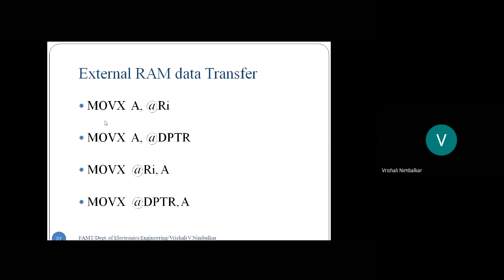Let us quickly revise this. We stopped here. For external RAM data transfer, the instruction should have X in it. So the mnemonic should be MOVX. Correct? And what is the addressing mode? In the first 2, it is indirect addressing mode. And in the last 2, it is register addressing mode, since it is accumulator to memory. So the last 2 are register addressing, and the first 2 are indirect addressing.